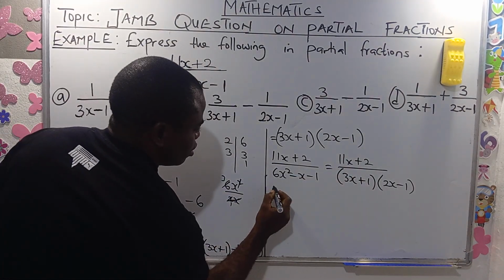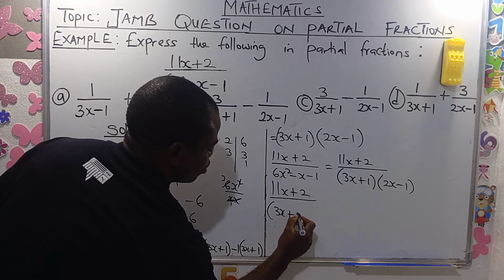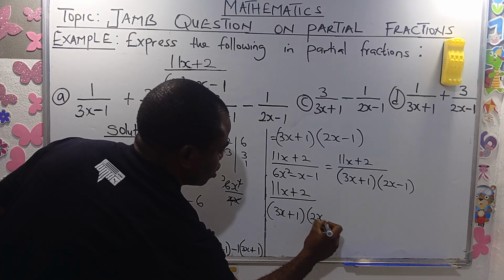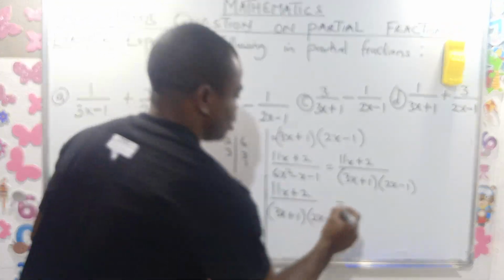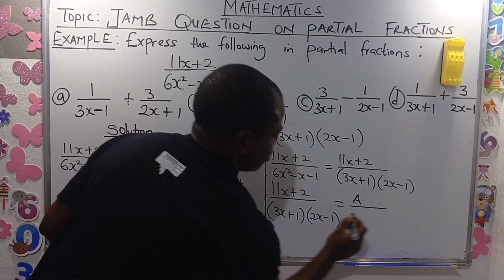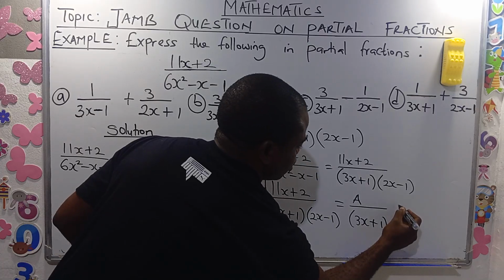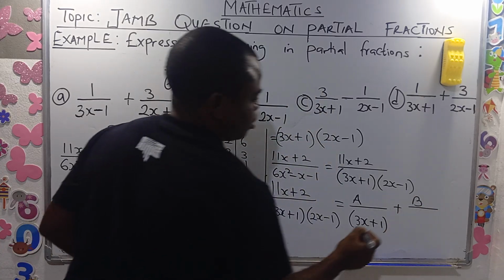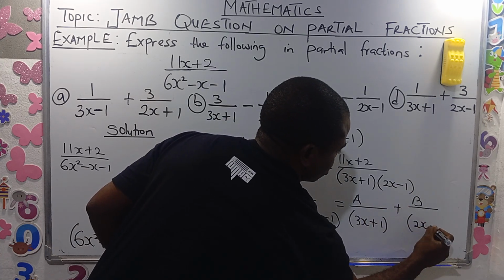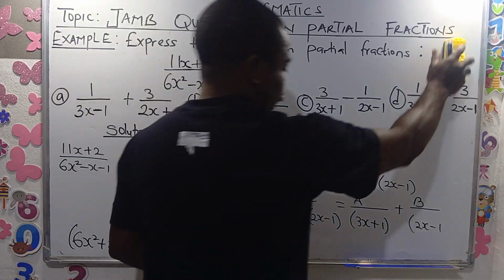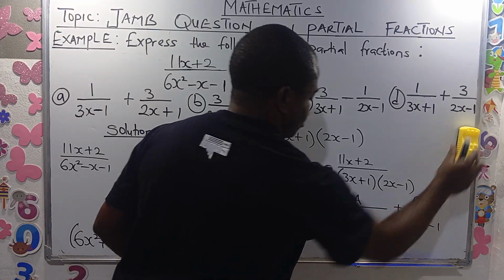Now write it like this: 11x plus 2 over 3x plus 1, 2x minus 1 equals, now we express in terms of A and B. Now that'll be A over, for the first one, 3x plus 1, plus B over, for the second expression, 2x minus 1. No need of putting brackets. Let's remove the brackets because we have written it in terms of fractions now.